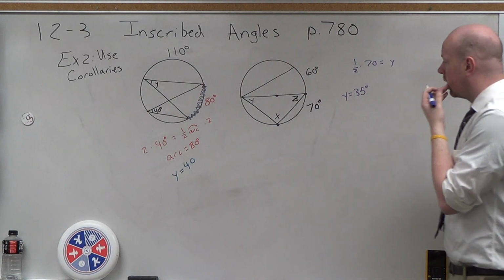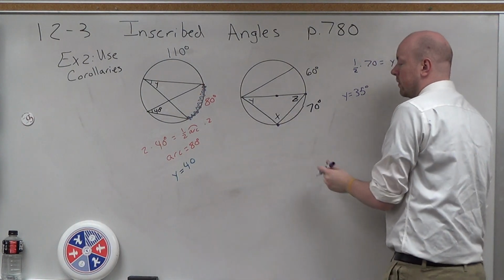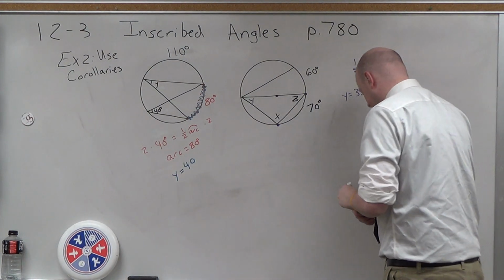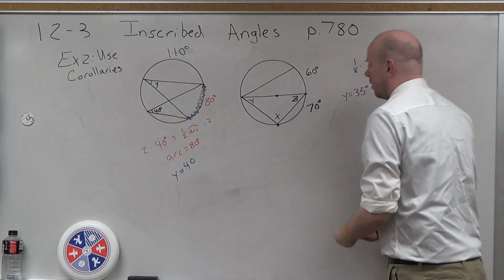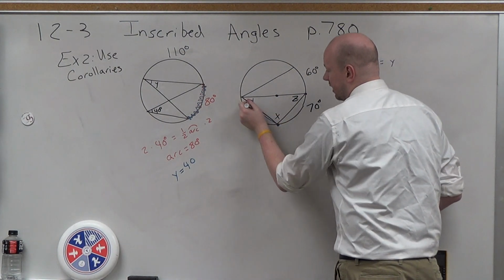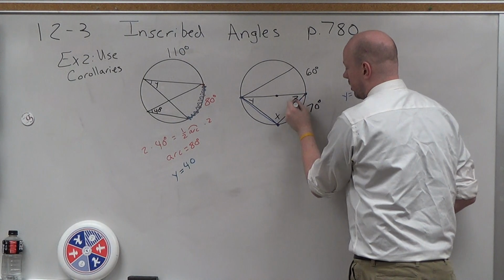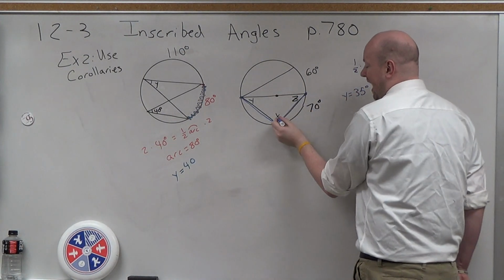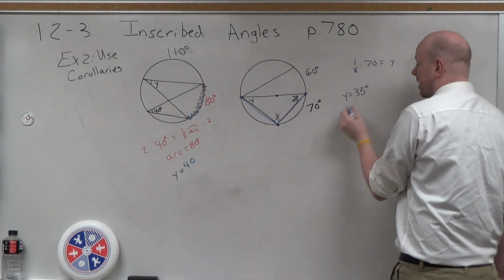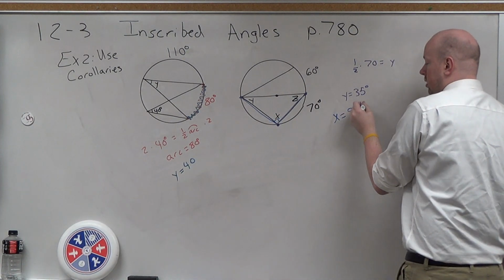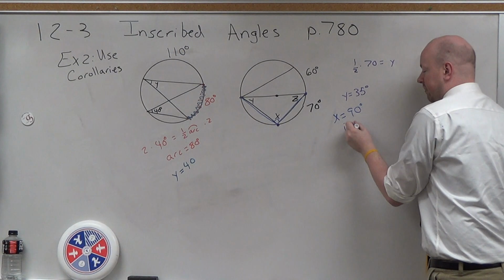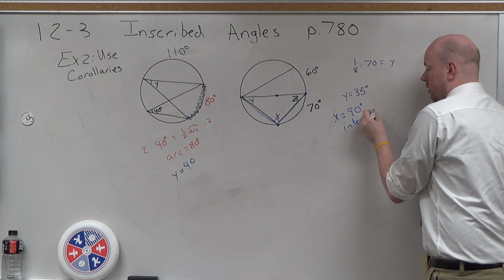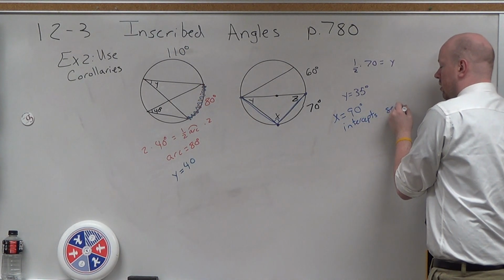Okay. Here we have x, and x is very interesting because its intercept is a semicircle because my diameter goes through the center, so it has to be 90 degrees. Because it intercepts a semicircle.